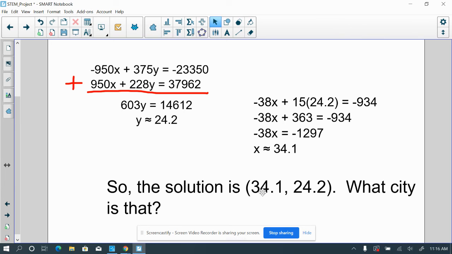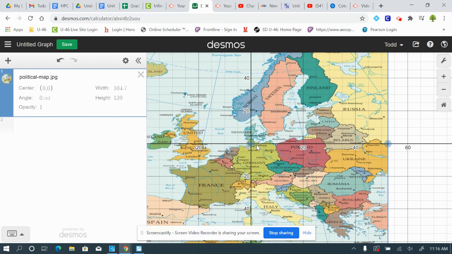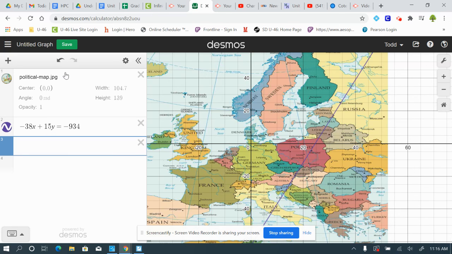Remember, put the x value first. What city is that? Well, let's see. When x is 34, here's 20, here's 30, here's 34, because this line would be 35. So 34, and if I go up to 24, it looks like it is in St. Petersburg. And if I type in those two equations, negative 38x plus 15y equals negative 934, and the second equation, 25x plus 6y equals 999, check it out. The two lines intersect at St. Petersburg.